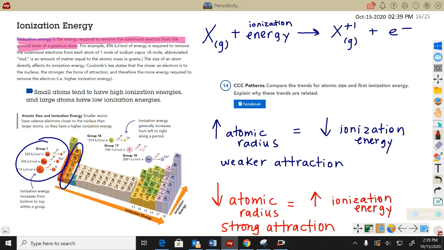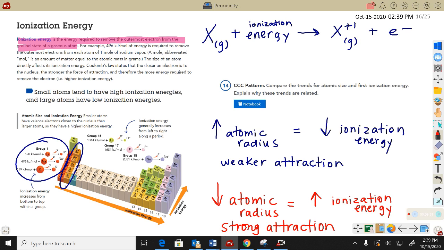When you get way down on the bottom of the periodic table and the atoms are bigger, then yeah, I might still want to lose an electron in rubidium, cesium, francium. But because that electron's not being held very closely to the nucleus, it takes less energy to do that.